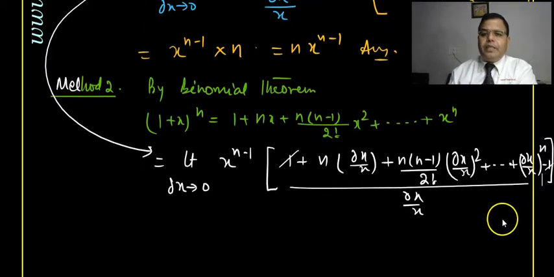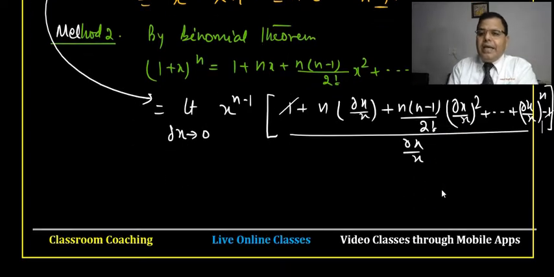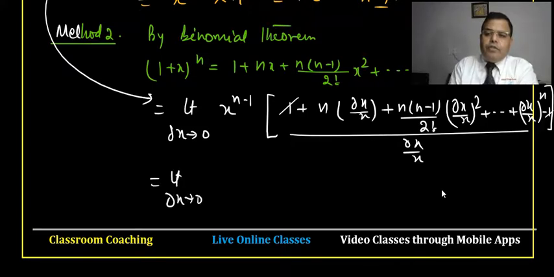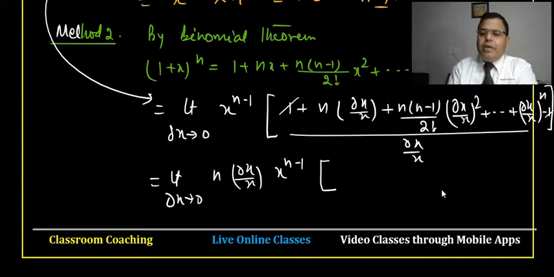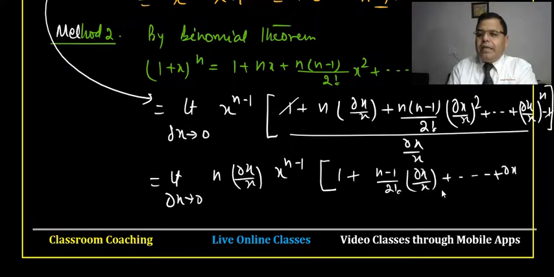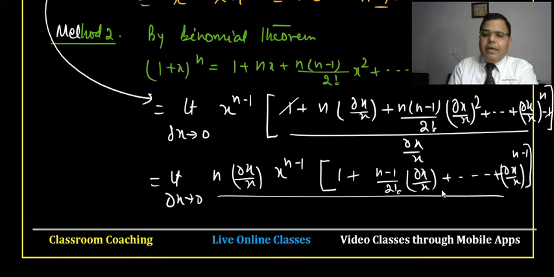Now what will be left? In that case I can take n times delta x by x common from all. So it will be limit delta x tends to 0, n times delta x by x can be taken common, and x to the power n minus 1 is already there. Then what is left here? If I take everything common, then one will be left here, plus (n minus 1) by 2 factorial delta x by x, isn't it, and plus this will be (delta x by x) whole to the power n minus 1, earlier it was n, and now divided by delta x by x. So this cancels out, and since delta x tends to 0, everything else will be 0.